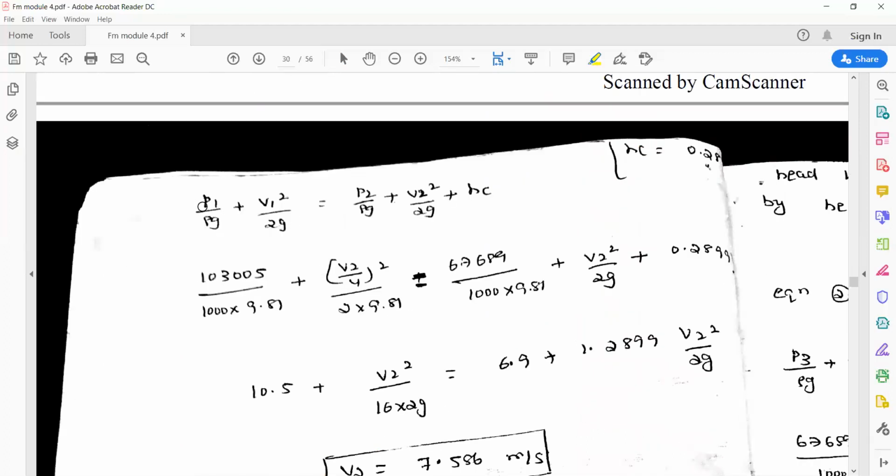So you can see here, P1 by rho g, you have the P1 value, rho is 1000, g is 9.81. In place of V1 square, it will be 0.0625 V2 square, divided by 2g. P2 they have given, rho g you know. V2 is unknown, keep as it is, 2g plus HC is 0.2899 V2 square. So that one you can keep.